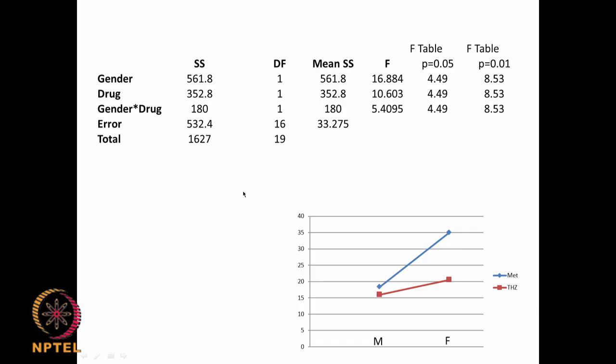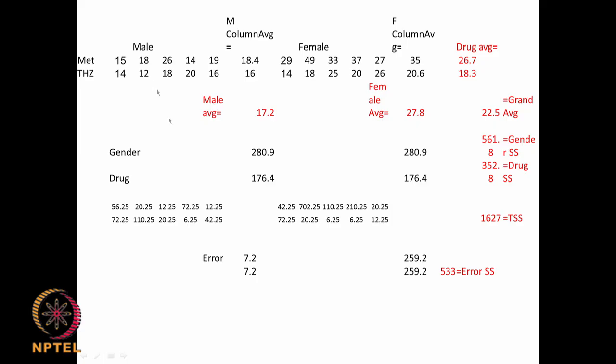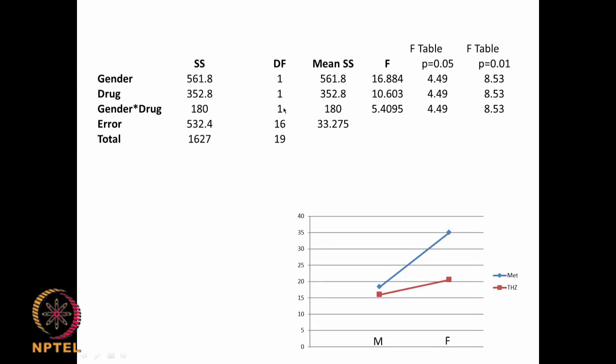Gender, there are 2 genders, male and female, so DF is 1. Drug, we have 2 drugs, so DF is 1. Gender into drug is 1. So, error is 19 minus 3, which is 16. So, for the mean sum of squares, I just divide by the DF. So, I will get 561.8 as the gender mean sum of squares, 352.8 as the drug mean sum of squares, gender into drug as 180, and of course, error is there.